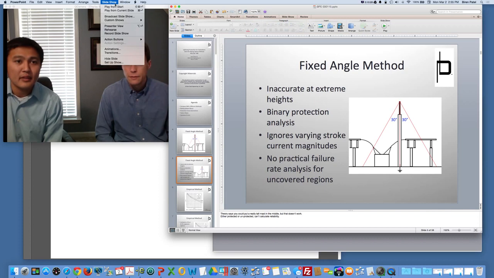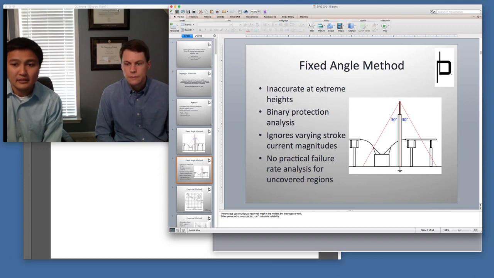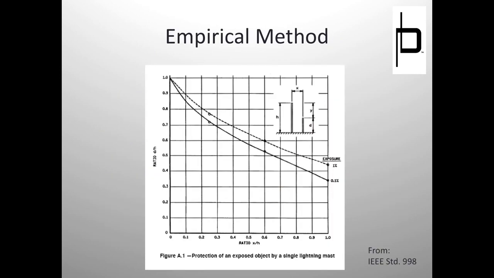Okay, let's continue. The next method that IEEE 998 describes is called the empirical method. Empirical, if you remember, means based on observation, based on experiment. So this is not based on any kind of theory.